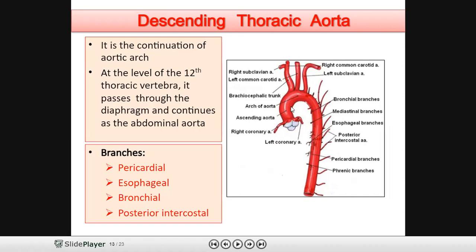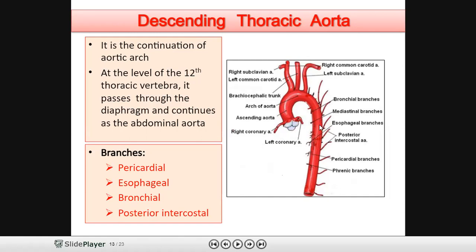We have only just looked at the ascending aorta with the 2 branches, right and left coronary arteries, and then the arch of the aorta with its 3 branches, the brachiocephalic trunk on the right, and then the left subclavian artery and the left common carotid artery. So now we need to look at the descending aorta, or the descending thoracic aorta, and its branches.